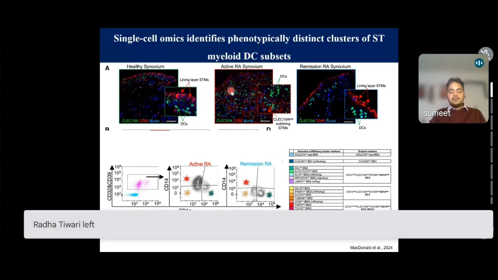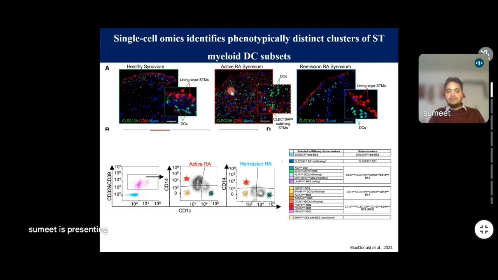So what the authors have done is they have used single cell technology. This is single cell RNA sequencing, meaning they have taken the synovium biopsy, dissociated the biopsy, and performed the transcriptomics. These are the markers which they have used to identify different dendritic cell populations: dendritic cell type 1, type 2, and dendritic cell type 3, which are IDCs.